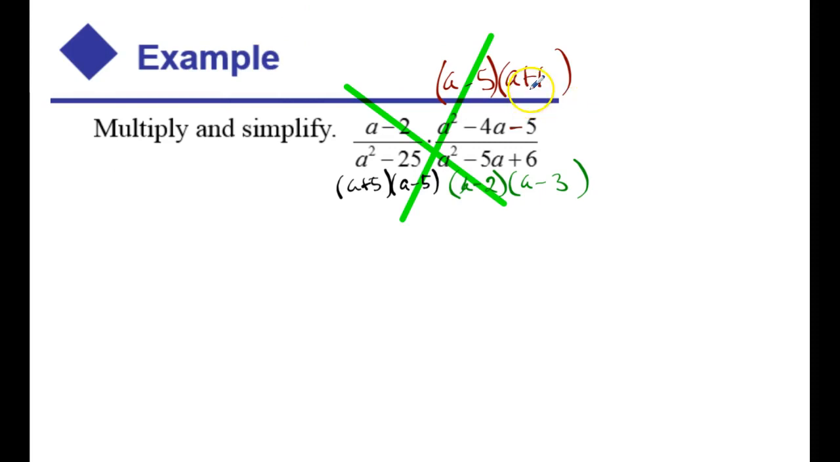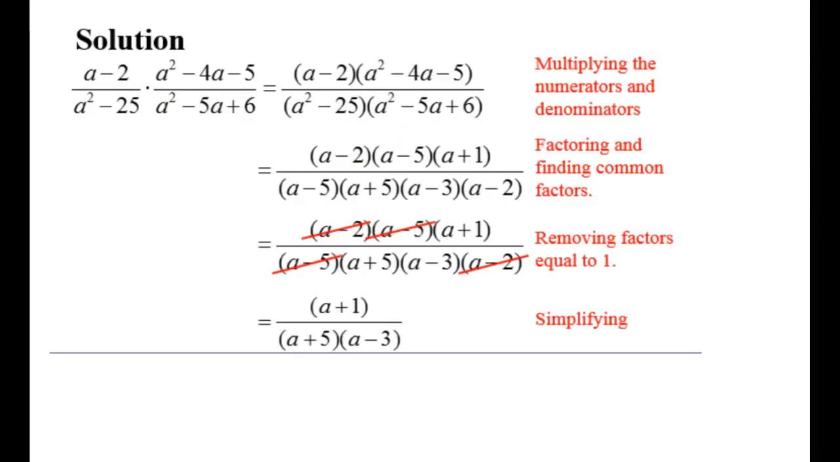So I'm left with an a plus 1 in the numerator, an a plus 5, and a minus 3, and I would say that's my solution, and the author agrees.